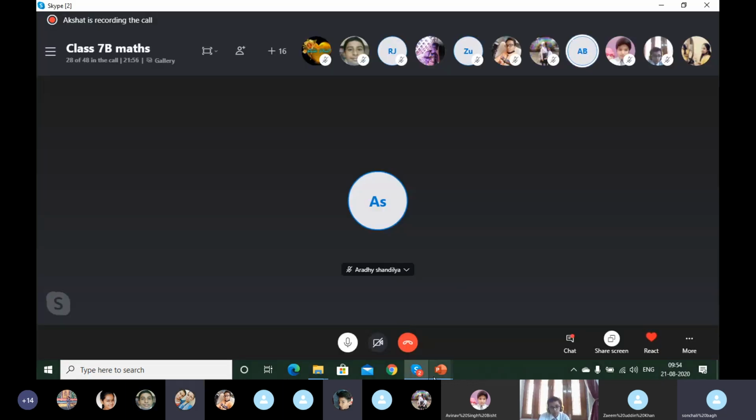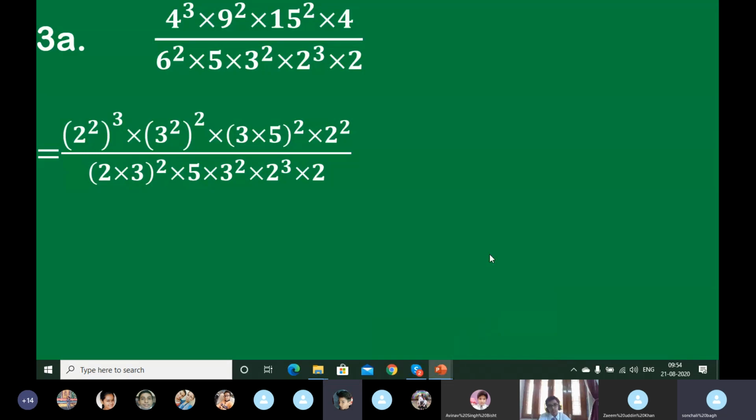Okay, now let's see what we will do. We use power of power here. Here the base is different but the power is same, so we will split it out into two parts. Here we don't have to do anything. Again here the base is different but the power is same, so we will split it out into two parts. Right? And the rest is copied.